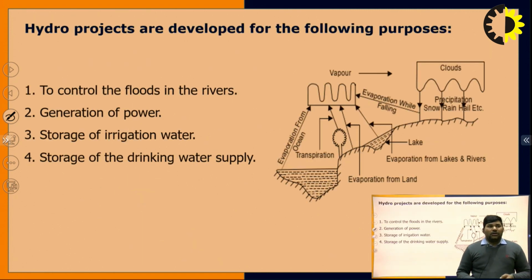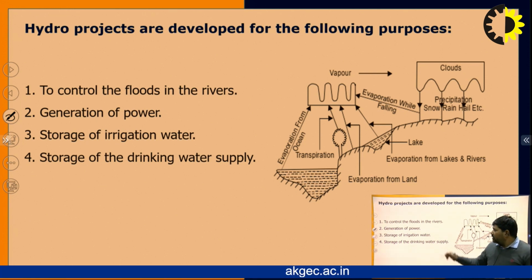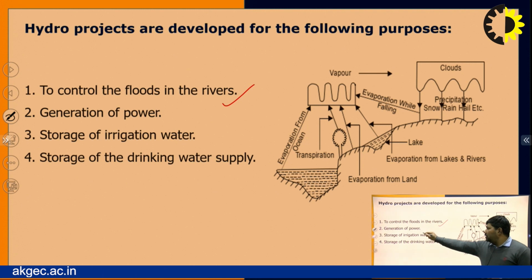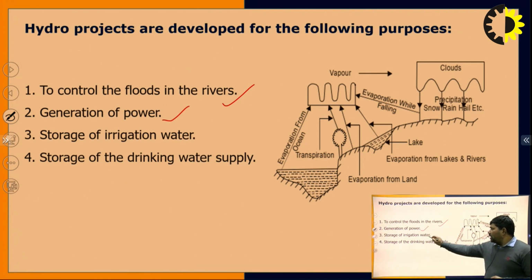The hydraulic projects are developed for the following purposes: to control floods in the river, generation of power, storage of water for irrigation, and storage of drinking water for water supply. So these are some of the purposes for which hydraulic power projects are developed.